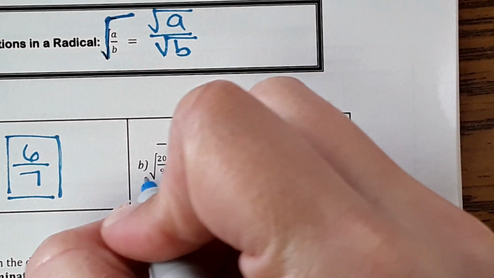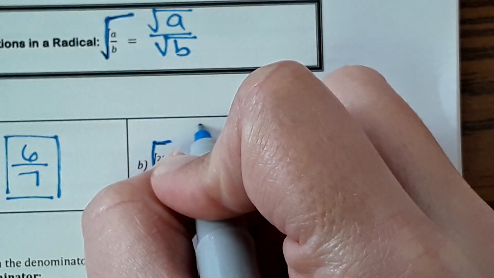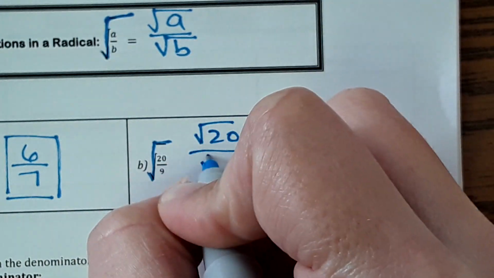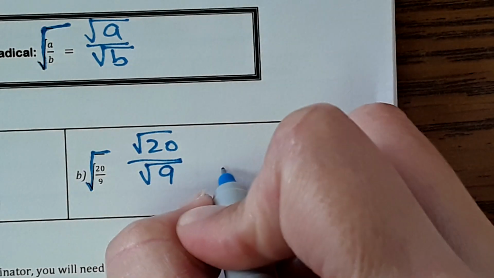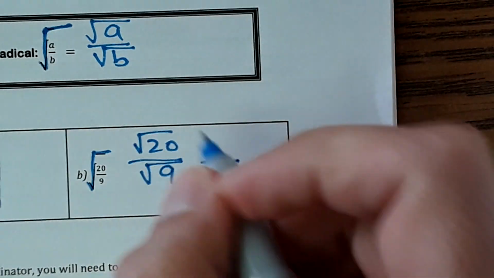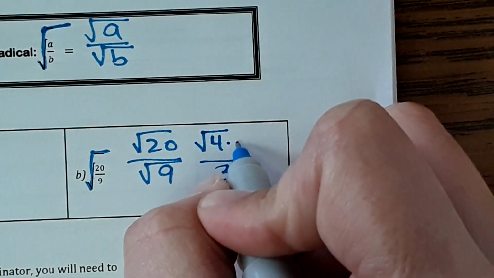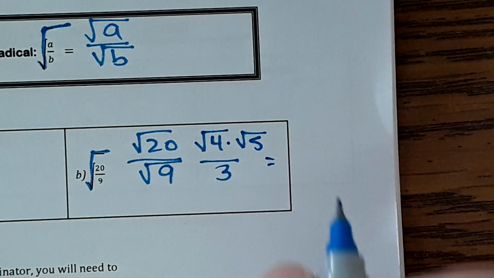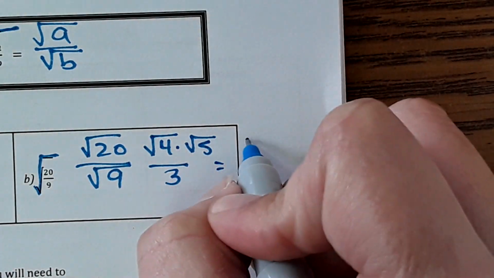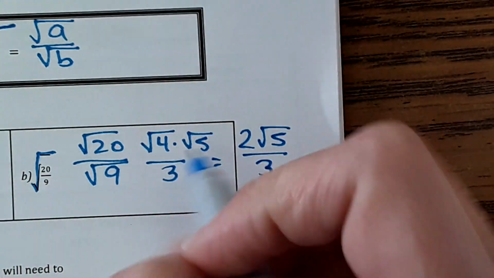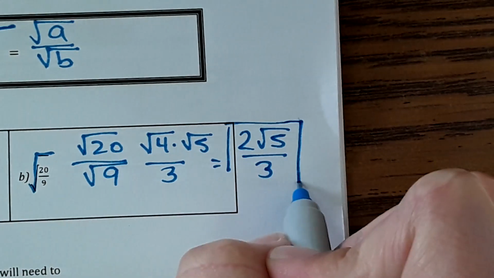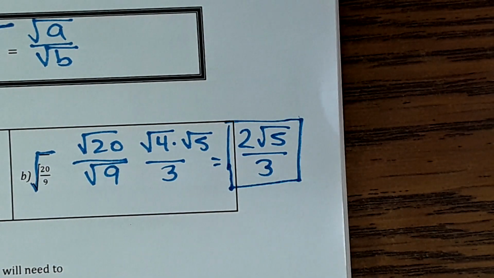Okay, B, same idea. Square root of 20 over square root of 9. And simplify as you can. Square root of 9, I know that's just going to be 3. And then square root of 20, I'll break that up. 4 times square root of 5. Square root of 4 is 2. And we get this. And that's as simple as we can get it. So we're done.